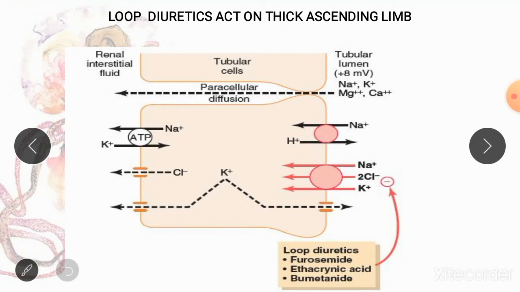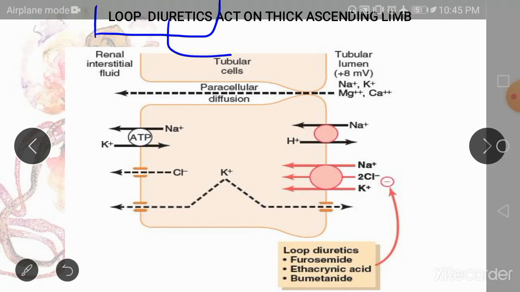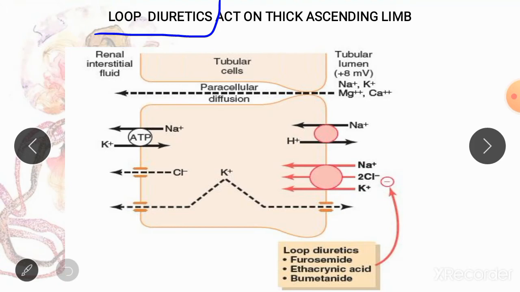Then very important information regarding the sodium potassium 2 chloride transporter is that it is the site of action for loop diuretics. Now what is meant by loop diuretics? These are special type of drugs which cause diuresis. Diuresis means large quantities of urine, and these are given to patients who are suffering from hypertension or suffering from fluid overload within the circulatory system.